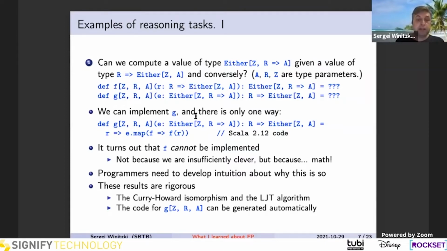The theory behind these results about being able to implement or not is called the Curry-Howard isomorphism. And there is the so-called LJT algorithm that allows you to develop code automatically. So you can derive or generate code for the function g automatically, just from the type signature. At the same time, this algorithm will tell you that the function f cannot be implemented, and that's rigorous.